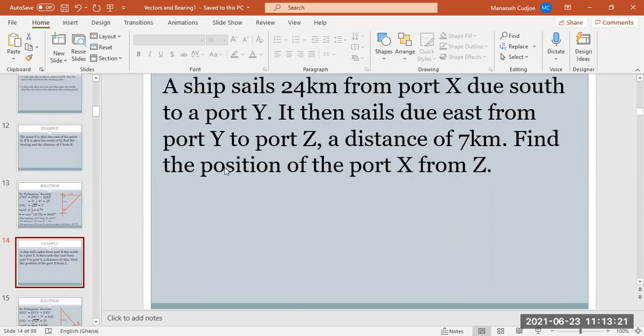All right, so this is a typical question that involves more than 2 points. So let's see how it goes. A ship sails 24 kilometers from port X. So port X should be my starting point. A ship sails 24 kilometers from port X due south to a port Y. So draw your cardinal point. We have a north, south, east, and west.